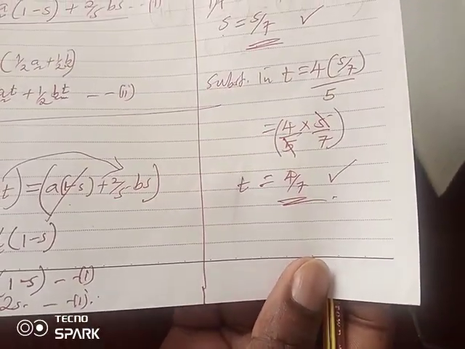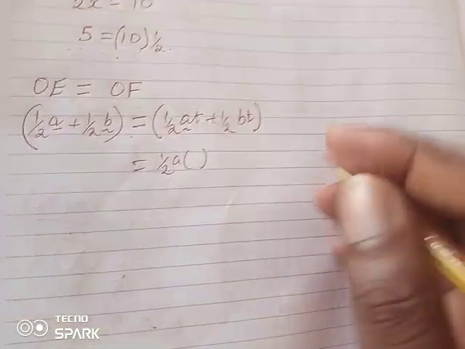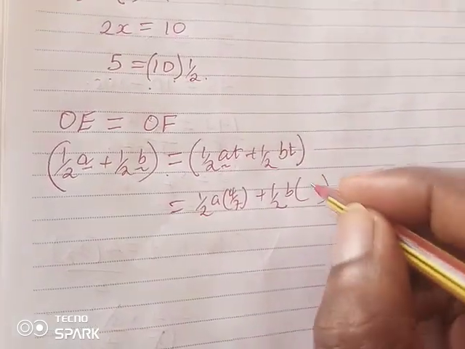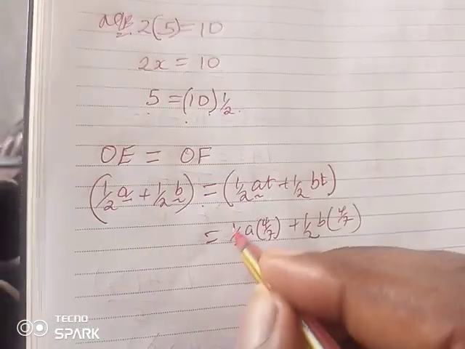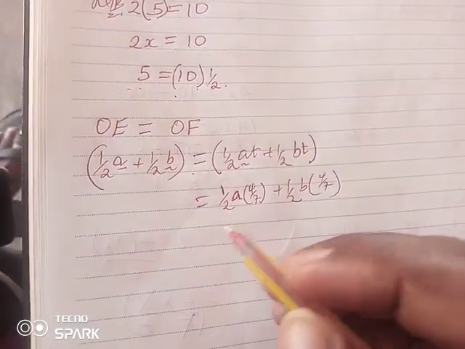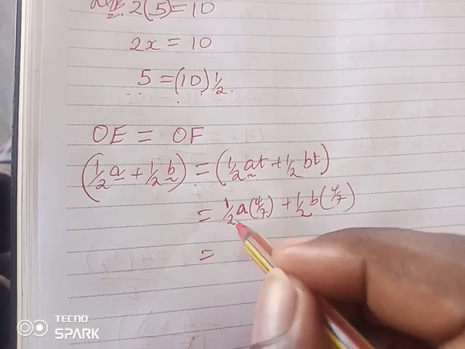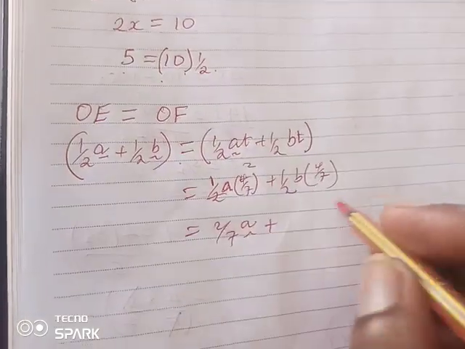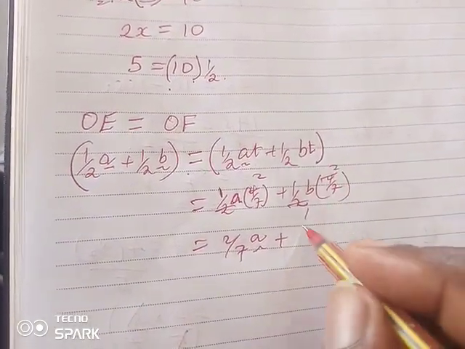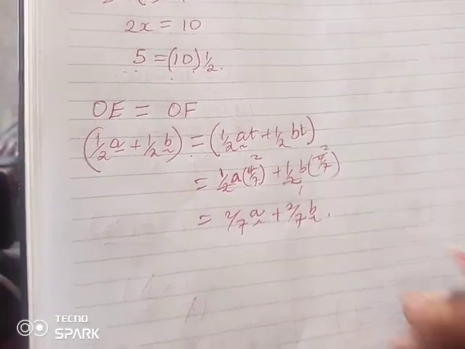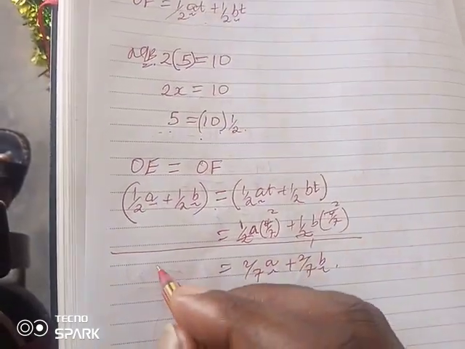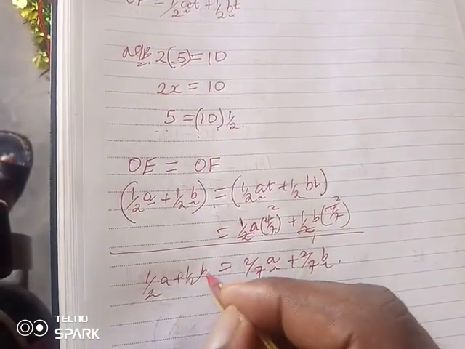T is from our equation. From this side, t is 4 over 7. So 4 out of 7 of A plus a half of B into the same t, 4 out of 7. Finishing this, we shall be having 2 out of 7 of A plus 2 out of 7 of B as OF. So we just now equate the two: 1 over 2 A plus half B.